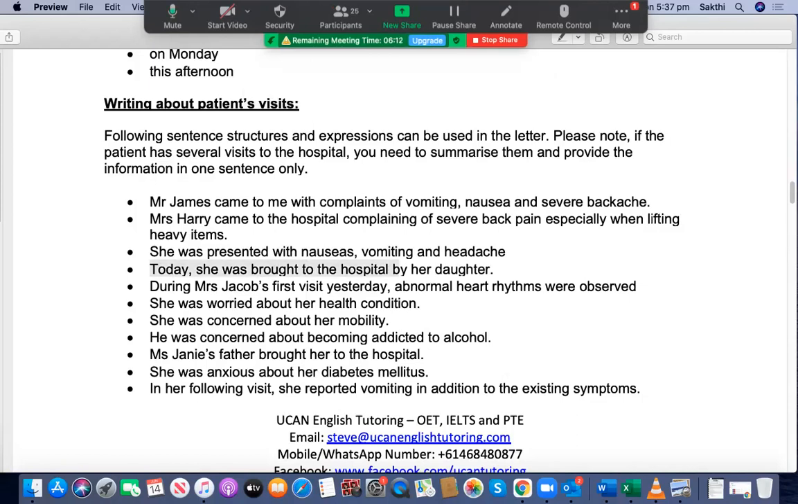Look at this. Today, she was brought to the hospital by her daughter. Can we write was presented? Yes, she was presented, of course. Why not? If she was presented by someone else, yes, you have to mention that.